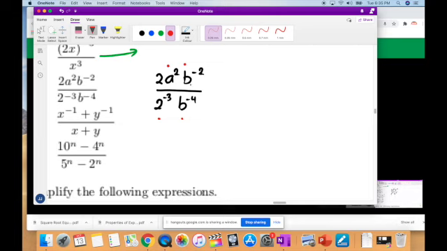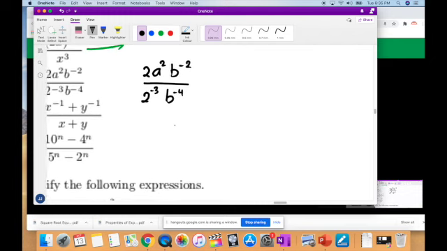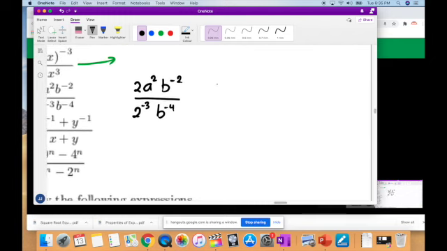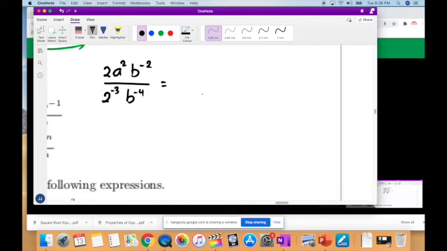I know at some point in time the b's will cancel, right? But the thing is that the b's are negative now. Because the b's are negative, I'm afraid to cancel them. I'm not sure if I'll do it correctly. So what I'll do is I'll remember my arithmetic, and I will split up this fraction.